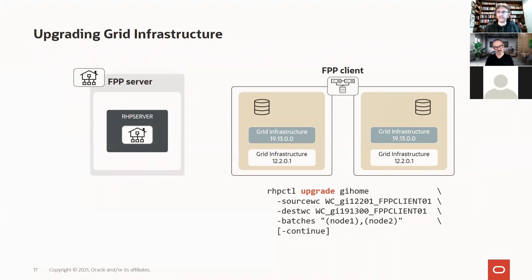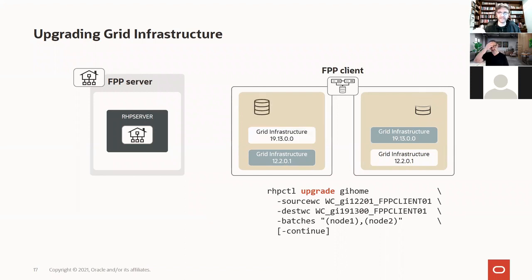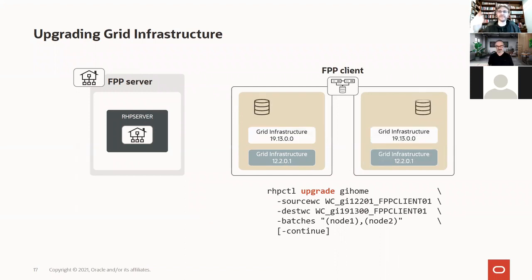And what Fleet Patching and Provisioning will do is drain the services, stop the database, stop the Grid Infrastructure stack, and restart it with the new version. With this first node, the cluster will be in a rolling status, meaning that it's upgrading in a rolling way. And then it will relocate the services back and do the same for the other nodes.